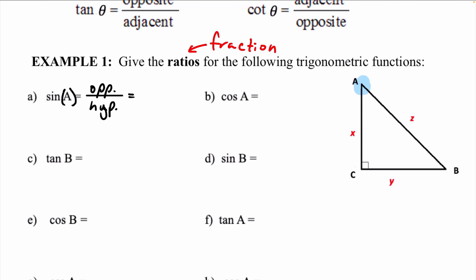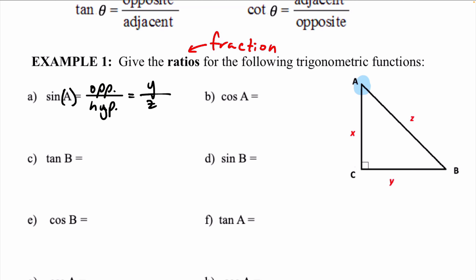So we got Y here, right? Opposite. Hypotenuse is always opposite of the right angle. So the right angle is here, right? So which one is farthest away from the right angle? X, Y, or Z? Z. Okay. So the ratio for sine of angle A is Y over Z.